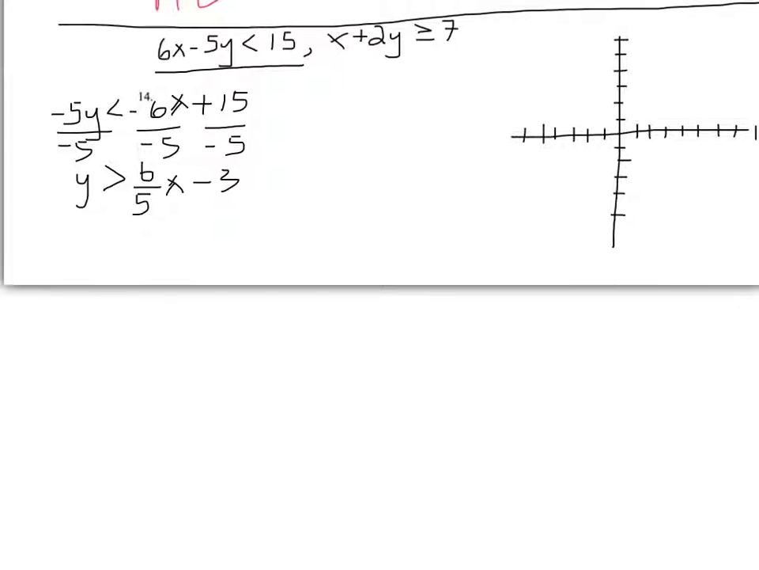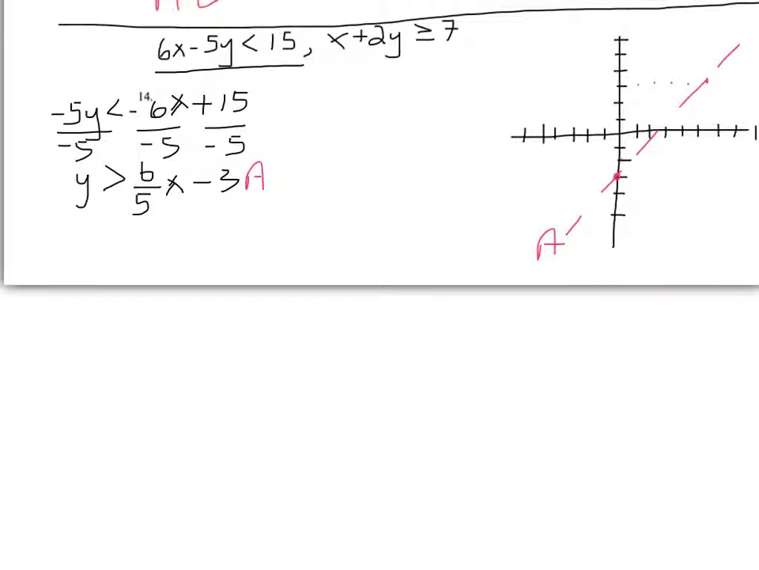I can go ahead and graph that. I'll make that one A. The y-intercept is negative 3. The slope is 6/5. So I'm going to go 6 rise: 1, 2, 3, 4, 5, 6. Then run of 5: 1, 2, 3, 4, 5. It is a dotted line, and it looks like that. While I'm on it, let's label the line first.